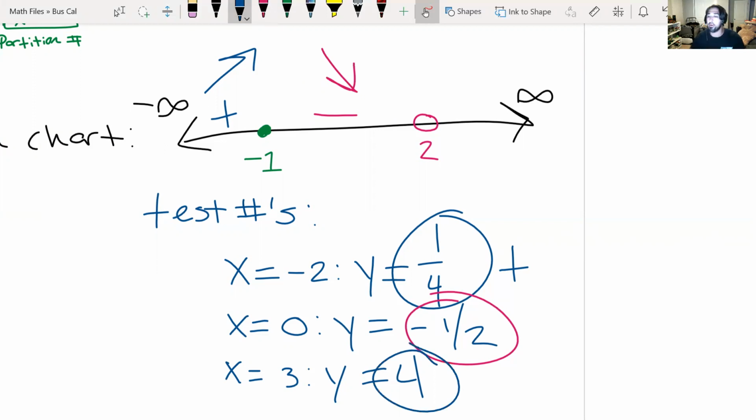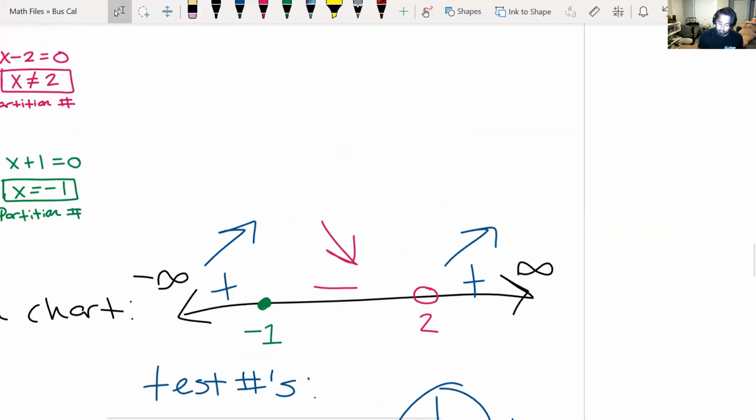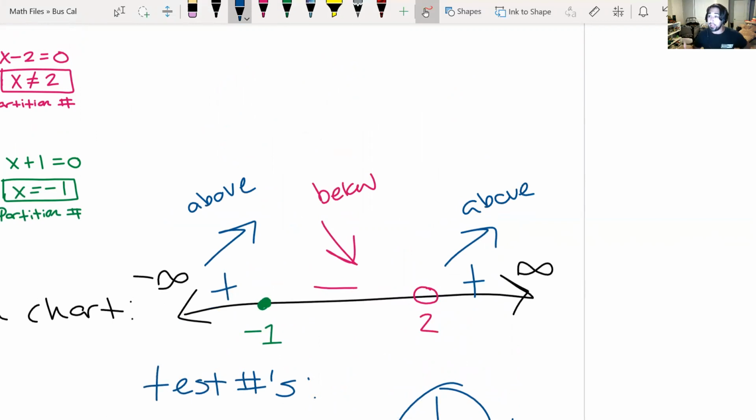The last y output was a positive 4, which means that from 2 to infinity, no matter what x value I pick, the y values will always be positive and above the x-axis. All right, this is what we're looking for. So actually, let me label some stuff. I'll say above, below, and above. And when I say above and below, I mean above x-axis, below x-axis.